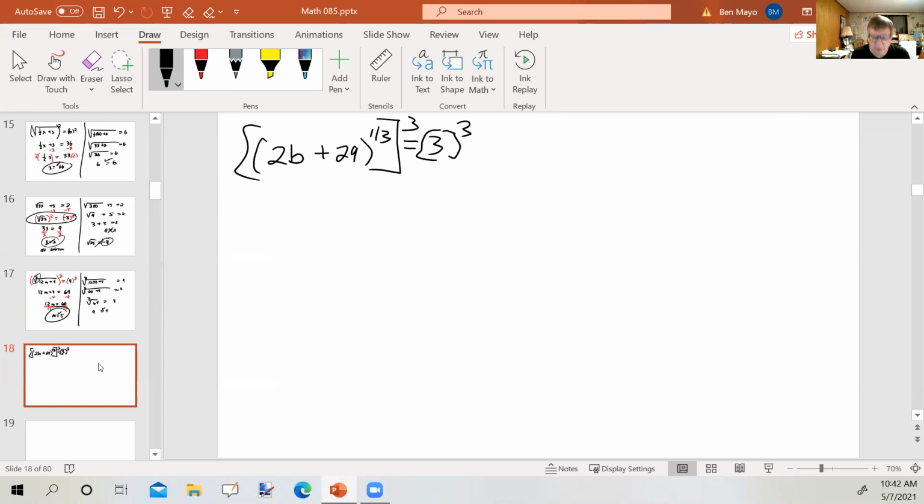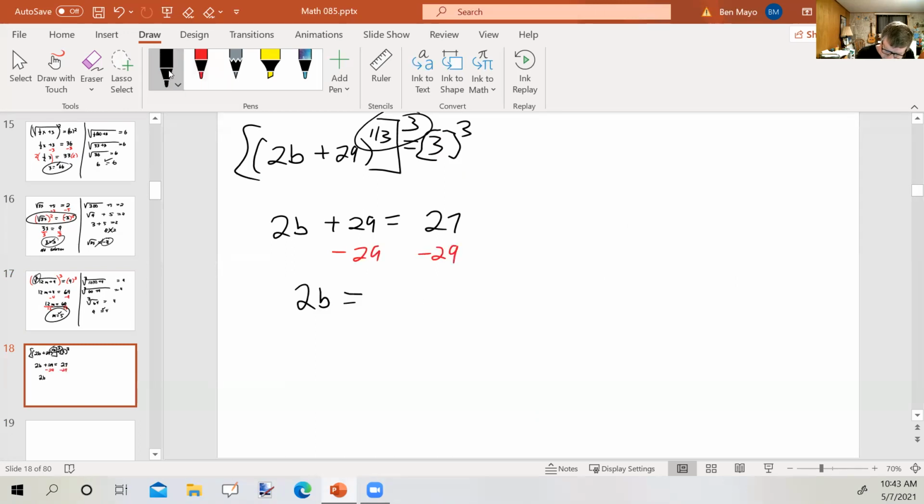A power raised to a power, you'd multiply the exponents. 1/3 times 3 is 3/3 or 1. So basically we have 2b plus 29 equals 3 cubed, which is 27. Going on to solve for b, we'll subtract 29 from both sides of the equation. We get 2b equals -2. Divide both sides by 2, and b equals -1.